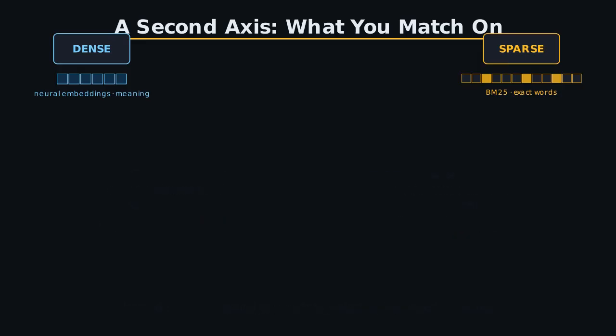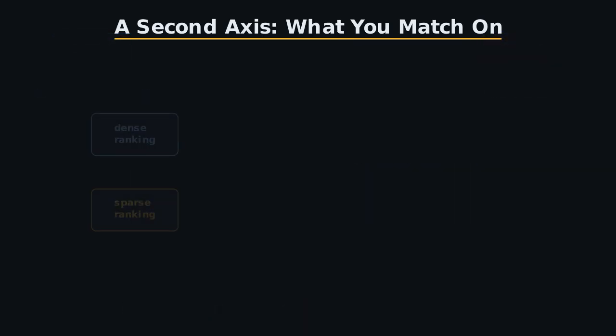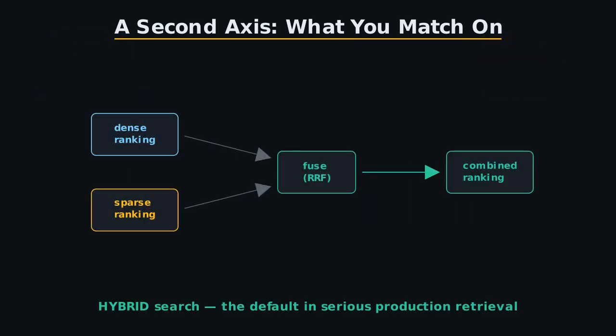Learned sparse models, like SPLADE, blend the two by using a neural network to predict weighted, expanded keywords. And in practice, the strongest systems simply run both, dense and sparse, and fuse the results. That's hybrid search, and it's the default in serious production retrieval.